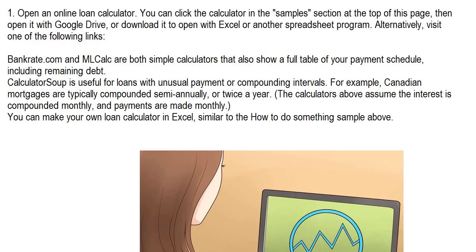Bankrate.com and MLCalc are both simple calculators that also show a full table of your payment schedule, including remaining debt. Calculator Soup is useful for loans with unusual payment or compounding intervals. For example, Canadian mortgages are typically compounded semi-annually, or twice a year. The calculators above assume the interest is compounded monthly, and payments are made monthly. You can make your own loan calculator in Excel, similar to the How to Do Something sample above.